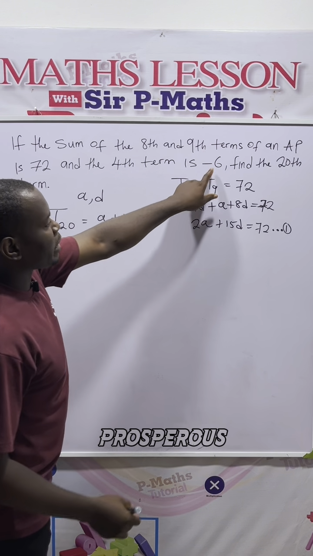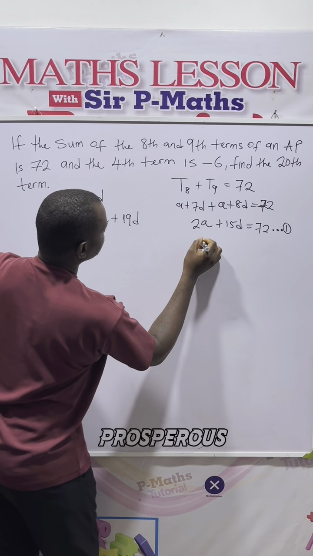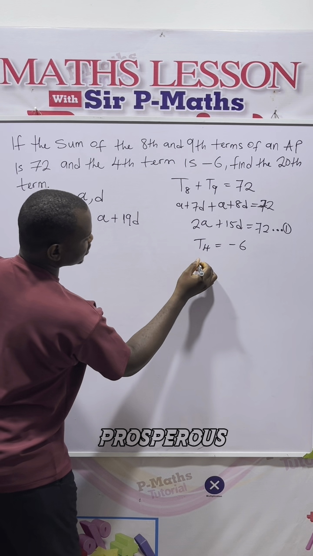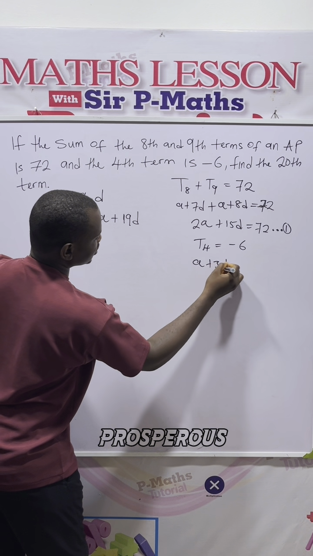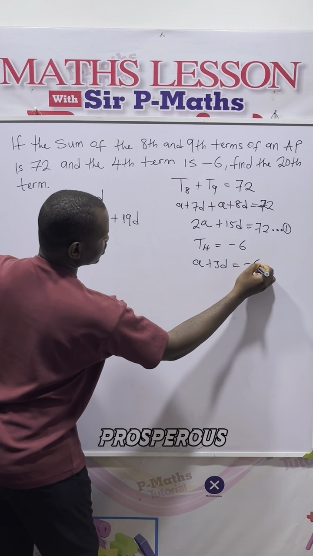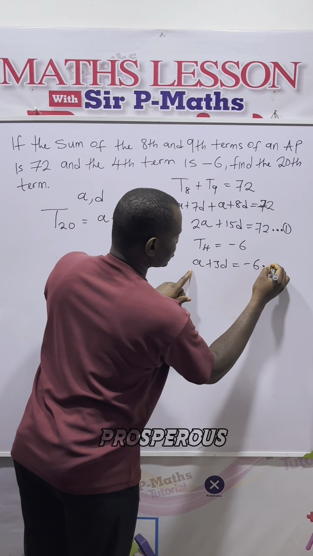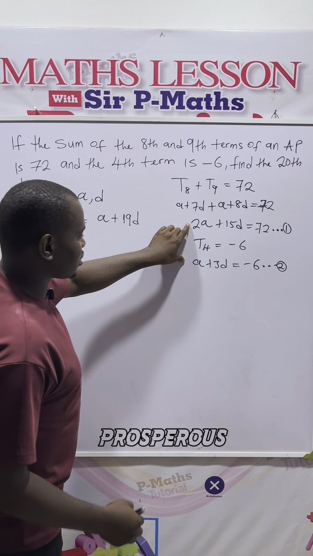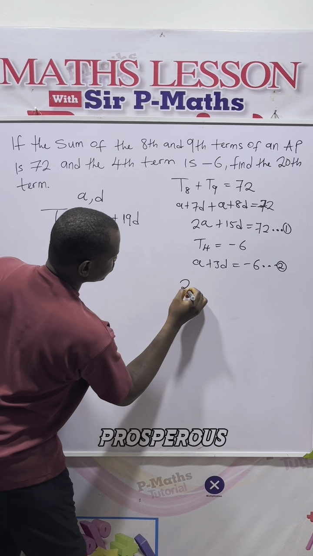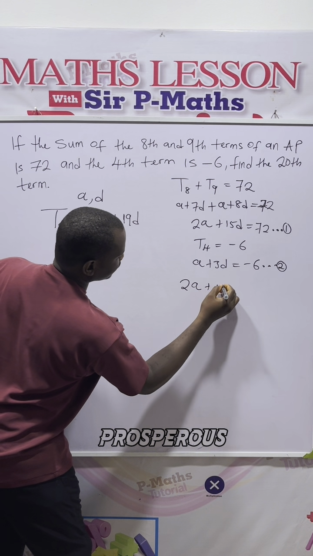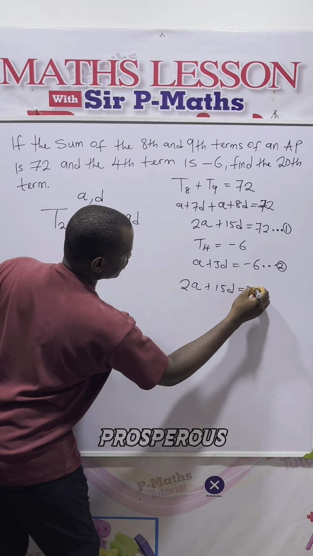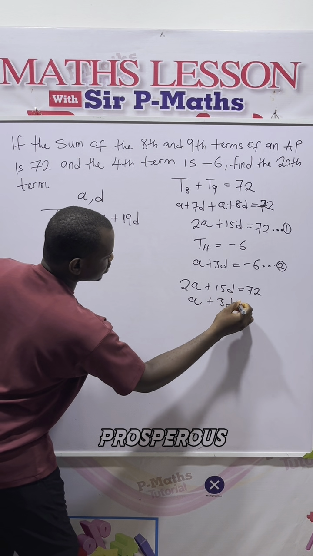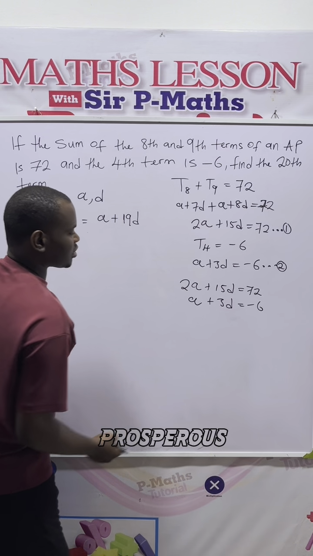The fourth term is -6. We write T4 is equal to -6, and T4 is A plus 3D, which is equal to -6. So this becomes equation 2. We have two equations that we can solve simultaneously. So I'll bring that down: 2A plus 15D equals 72. And then we have A plus 3D equals -6.